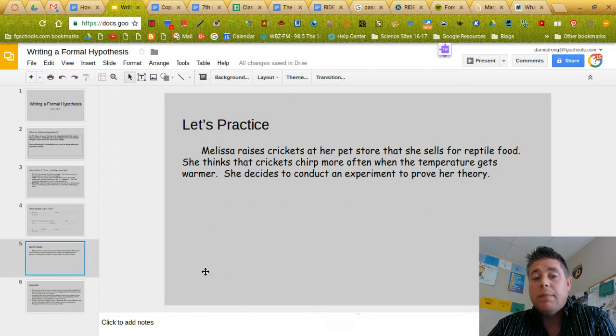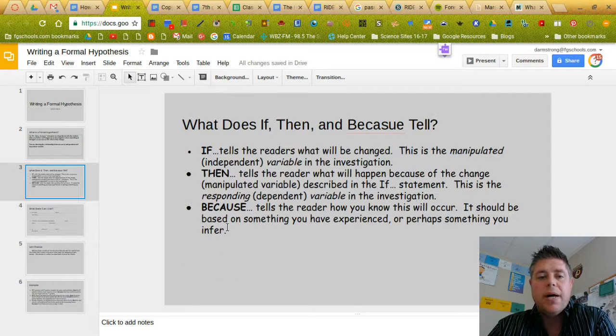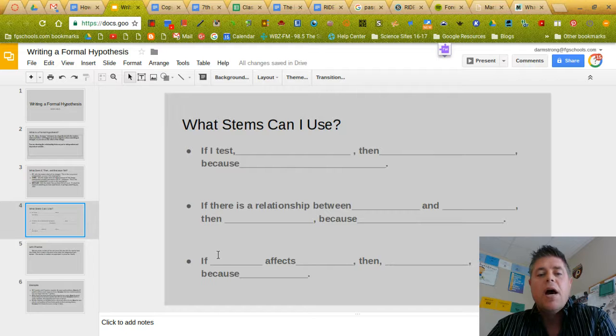I could also use a third stem down. Sorry, technical difficulties. Okay, so I could also use the third stem here. If Quizlet affects test scores, then I'd give my dependent variable, what I expect to happen, and then my because will be my reason why. How is that going to happen? I hope that makes sense.